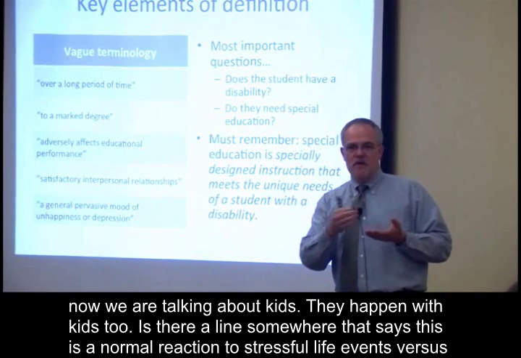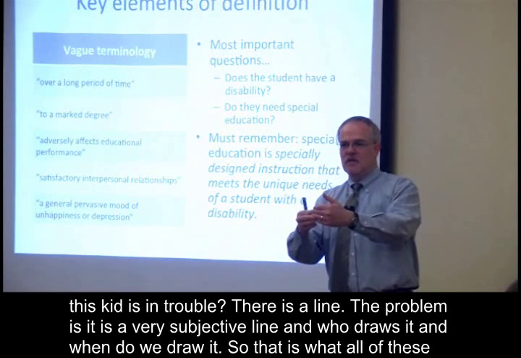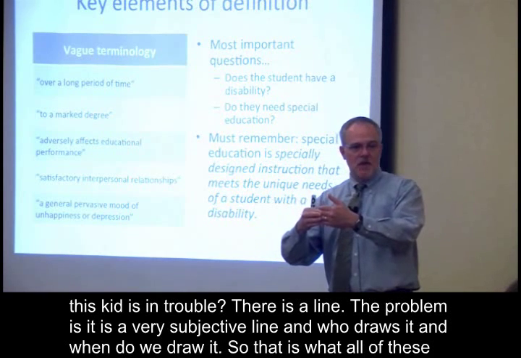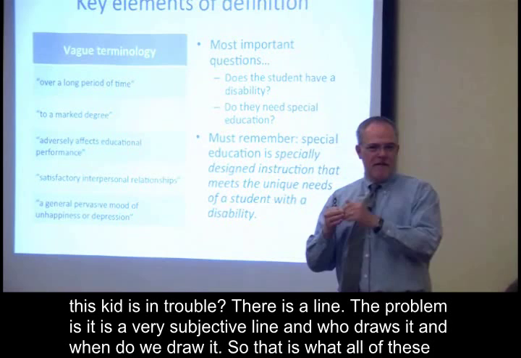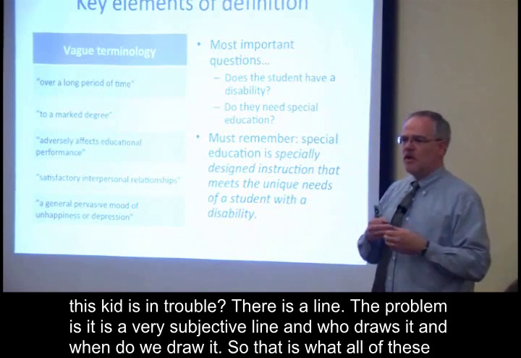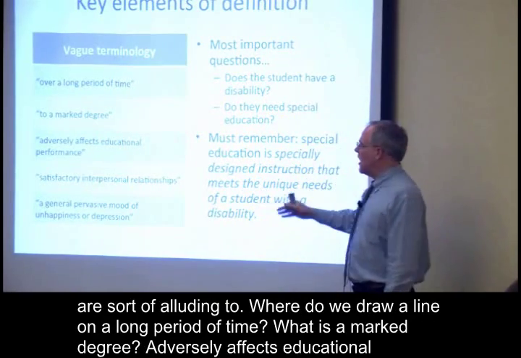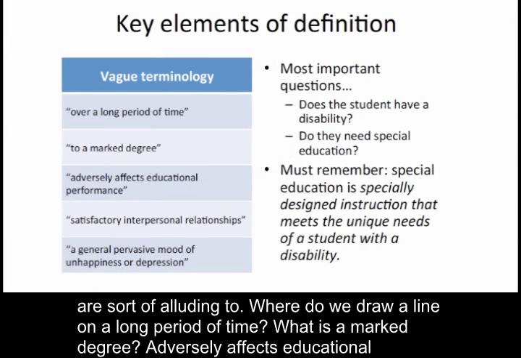Is there a line somewhere that says this is a normal reaction to stressful life events versus this kid's in trouble? There is a line. The problem is it's a very subjective line, and who draws it and when do we draw it? So that's what all of these are sort of alluding to. Where do we draw a line on a long period of time? What's a marked degree?